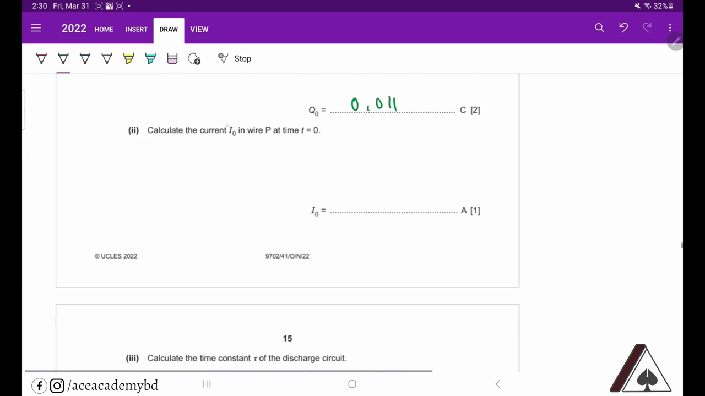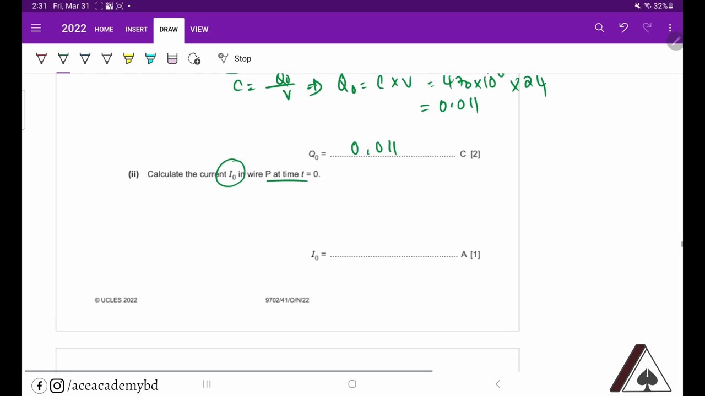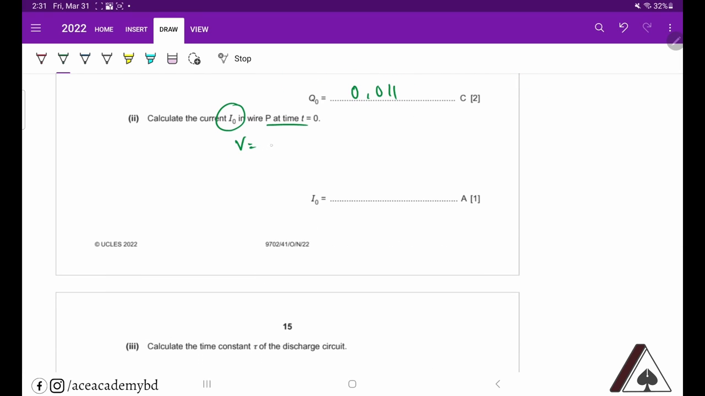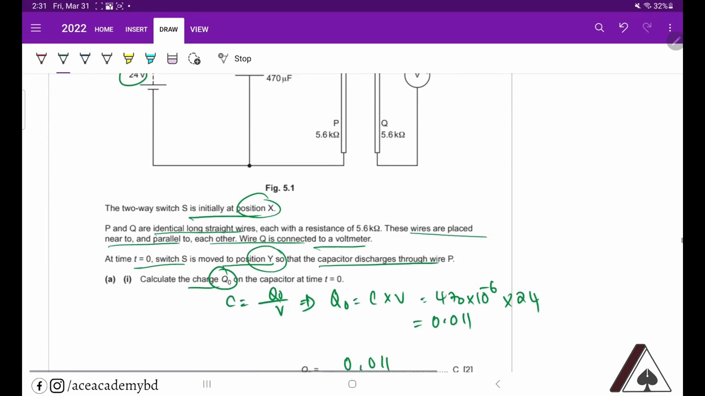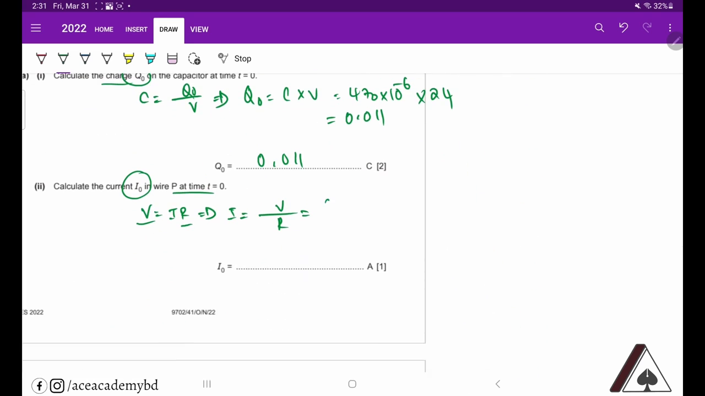0.01 coulombs. Okay, calculate the current I naught in the wire P at time t equals 0. So we know V equals IR. From here, we know the voltage, we know the resistance. So let's just apply the formula, I equals V by R. The voltage is given as 24 volts.